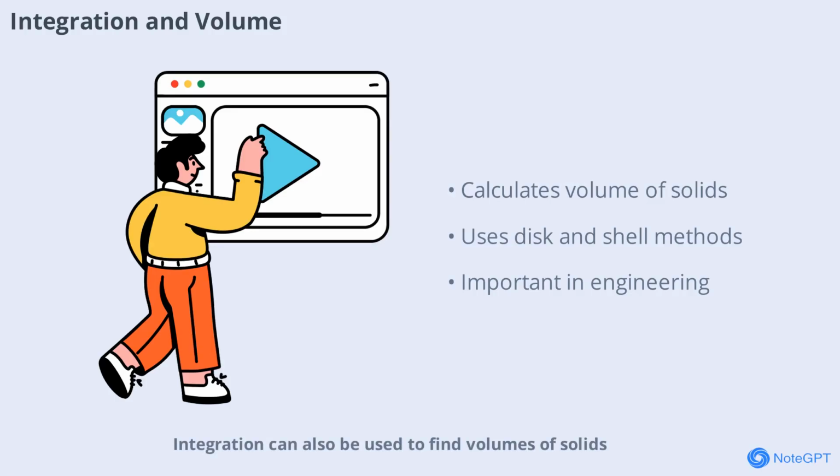Integration can also be used to find volumes of solids, especially those with irregular shapes. By rotating a curve around an axis and integrating, you can calculate the volume of the resulting solid. This method, known as the disk or shell method, is widely used in engineering and design.